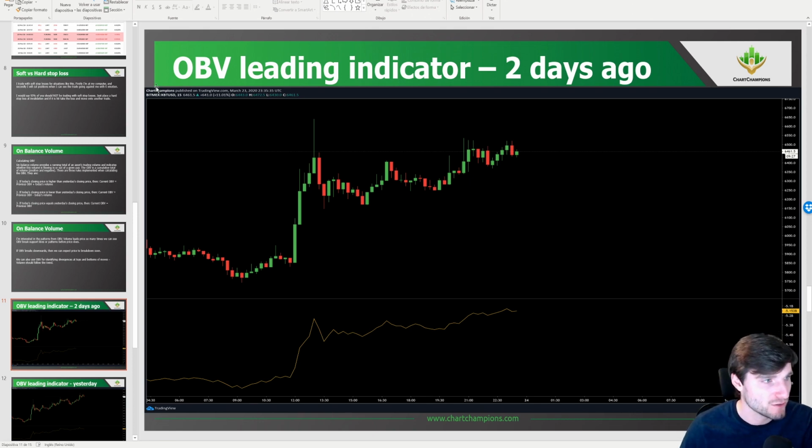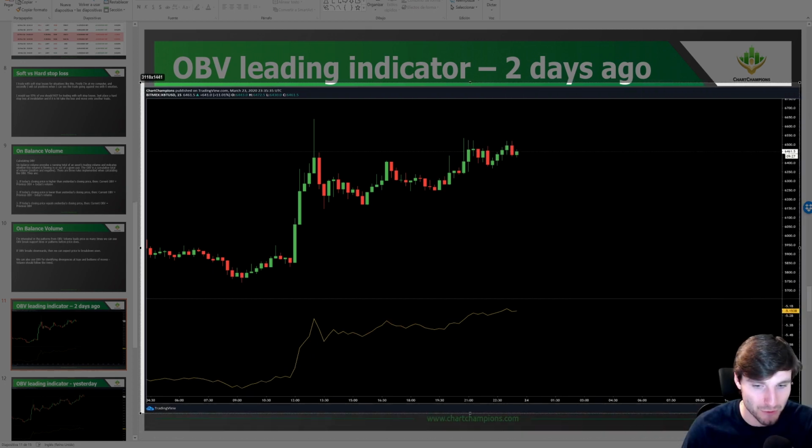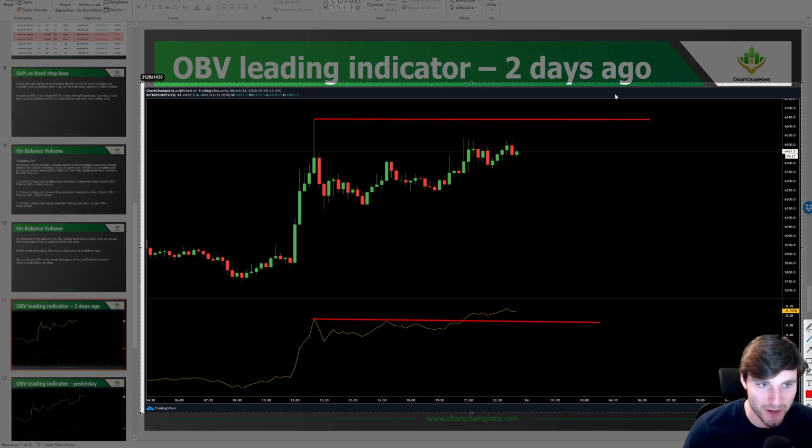If I just highlight this, exactly what I'm on about here. What you can see here is clearly the OBV indicator has broken up from resistance, whereas you can see here the price is nowhere near close to breaking up.